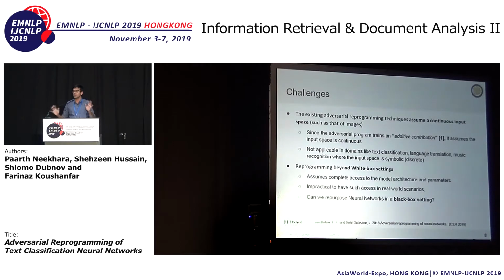So the next question is, what are the challenges in the existing approaches for adversarial reprogramming, or what has been done and what needs to be done? Currently, before our work, adversarial reprogramming has only been explored in continuous input spaces like that of images. The adversarial program is an additive contribution, so it can only be applied to input spaces that are continuous and cannot directly be applied to input spaces which are discrete, like that of text or sequences.